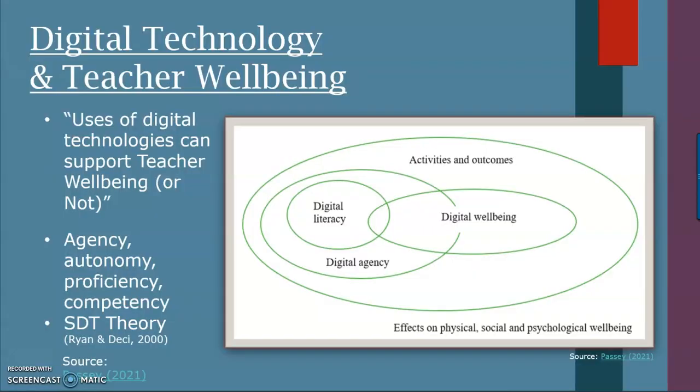Now, in one other study by Passy, I love this one because it pulls it all together: digital technologies can support or not support teacher well-being, but they have the potential to build agency, autonomy, proficiency, and competency. Ryan and Deci, in the self-determination theory, said that if a person, regardless of teacher or student, is going to have their 3 psychological needs met, they need to feel connected to others, they need to be autonomous, and they need to be competent.